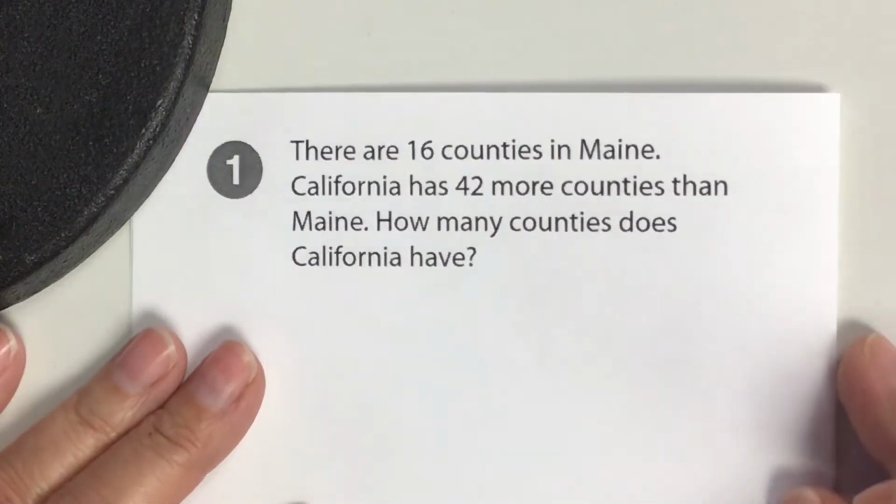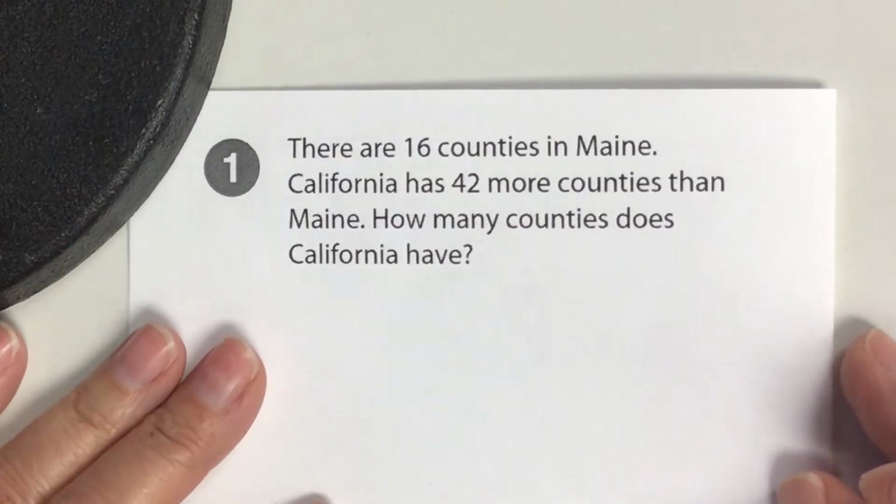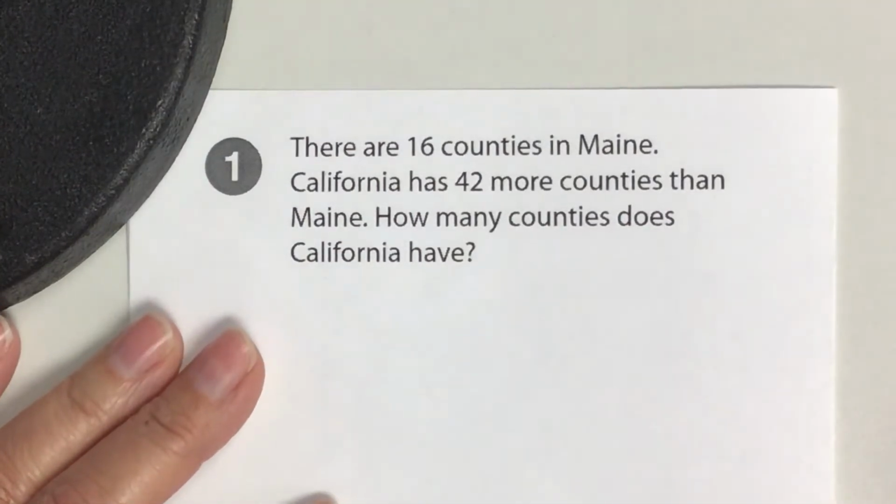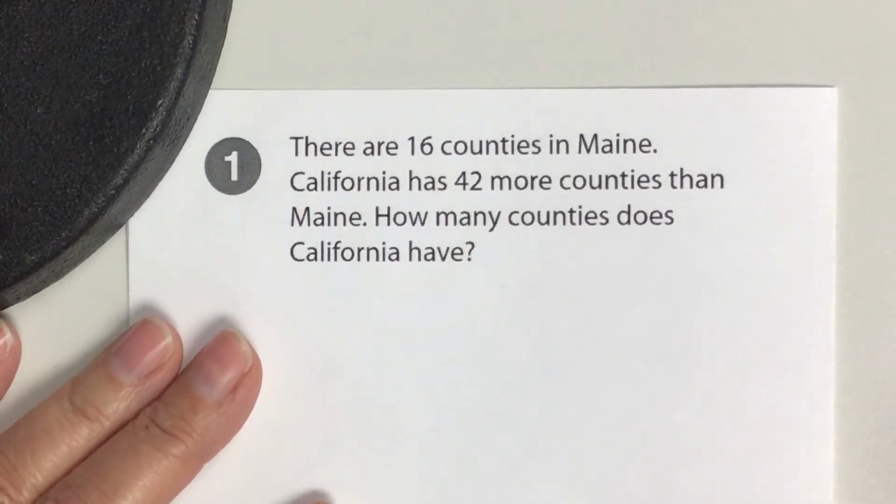Number 1, there are 16 counties in Maine. Maine is a state, guys. California has 42 more counties than Maine. How many counties does California have?